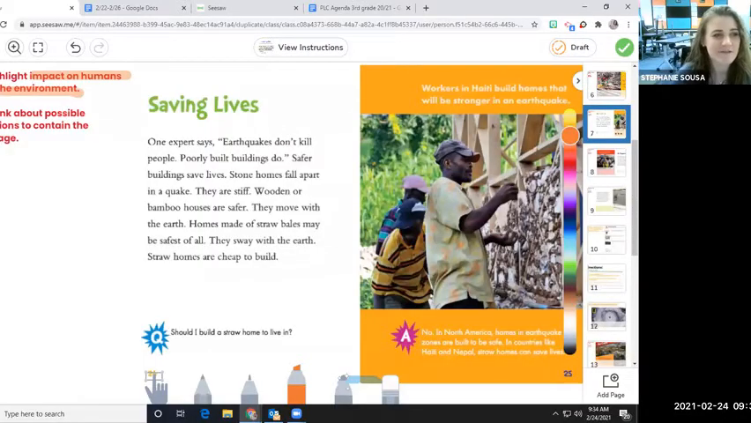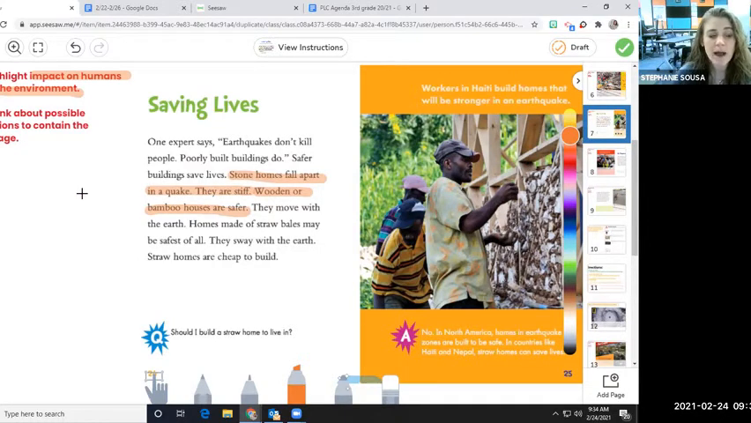All righty, slide 7. Saving lives. One expert says earthquakes don't kill people, poorly built buildings do. Safer buildings save lives. Stone homes fall apart in a quake. They are stiff. Wooden or bamboo houses are safer. That's some impact on humans depending on how their house is built.